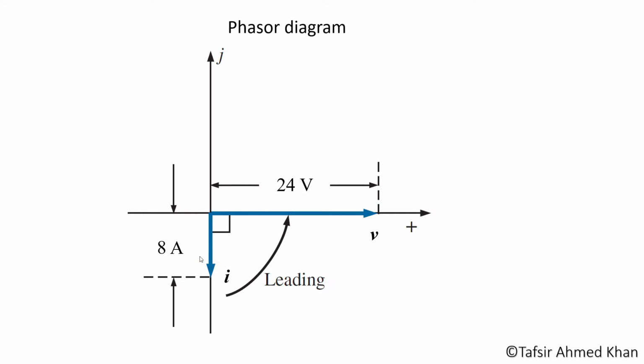If we draw these using RMS values, this is our phasor diagram. Here everything is the same except the values. The value is 16.968 for voltage and for current it is 5.656. How did we get that? We divide the peak value by root 2.